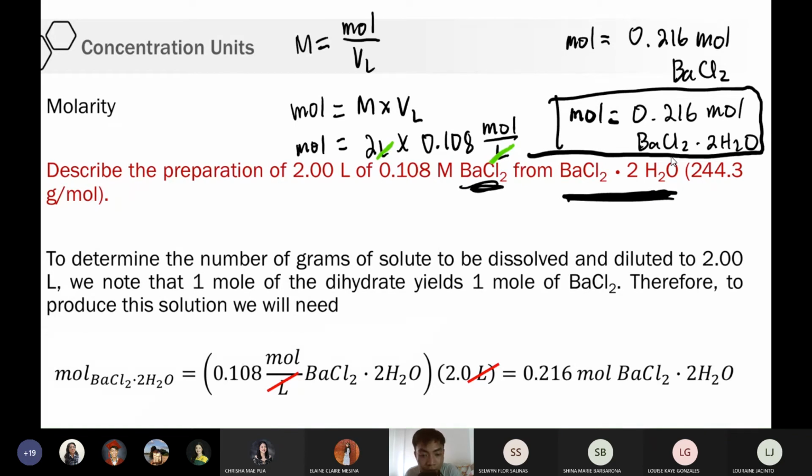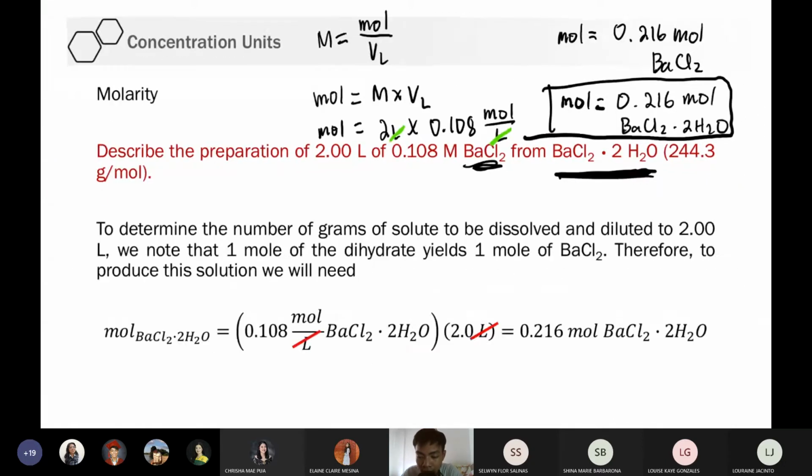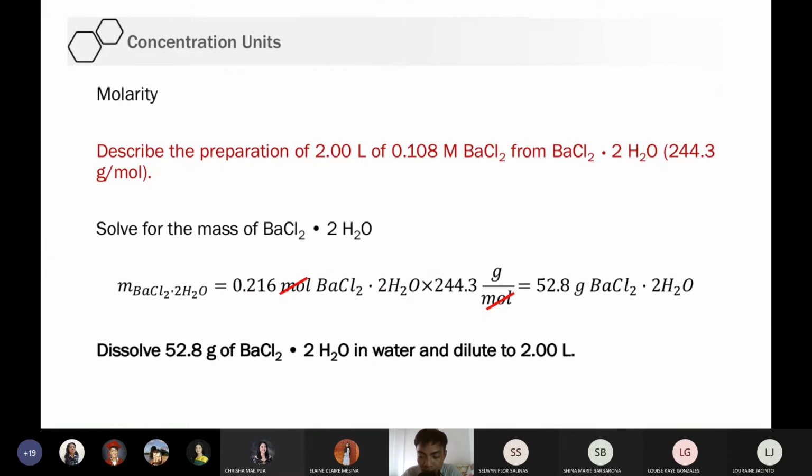Ano susunod natin gagawin? Hanapin mo yung mass niyan. Okay? So, you have to convert 0.216 mole of barium chloride dihydrate into that mass. No? So, punta lang kayo sa next slide. Andun na yung conversion niya into mass. No? So, we solve for the mass of BaCl2·2H2O. That's given by this equation. Anong equation ginamit dito, sir? Yung triangle. Okay?